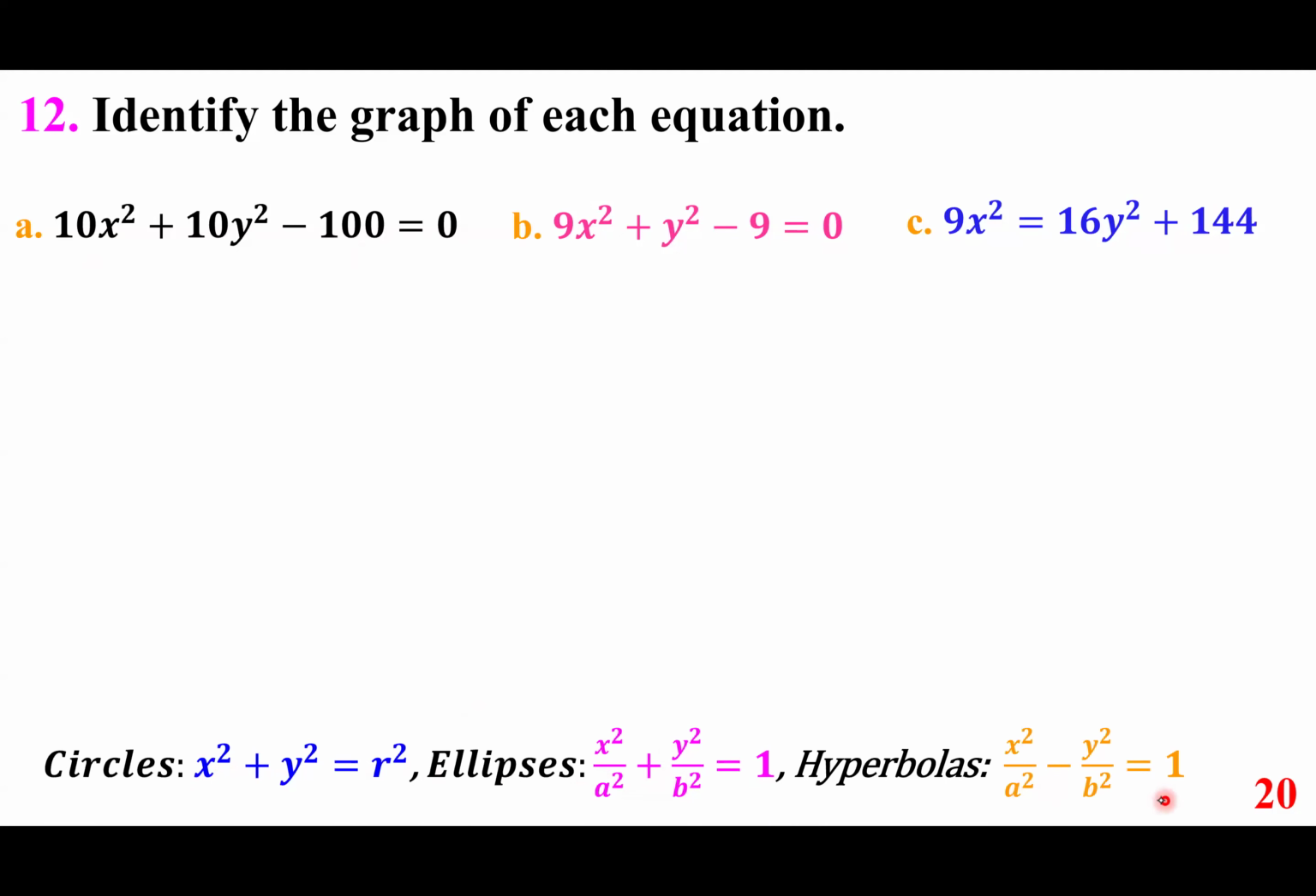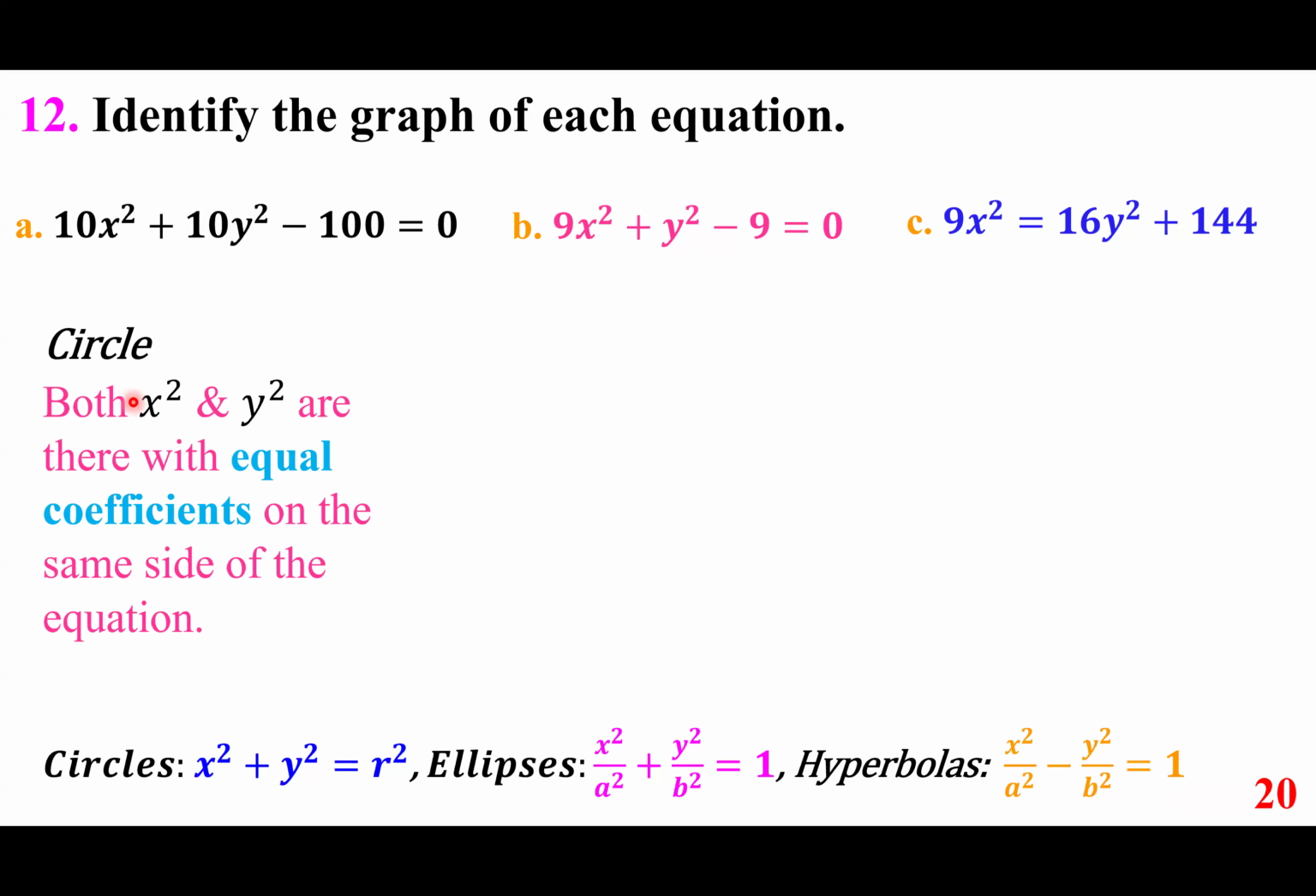Therefore, it's easy to see this is a circle because both x squared and y squared are there. We have both of them with equal coefficients. This coefficient is 10, this coefficient is 10. As long as they are identical, on the same side of the equation, that's a circle. Of course, you can prove it by putting it in standard form, but there's no need for that. In a split second, you can say it with this justification.